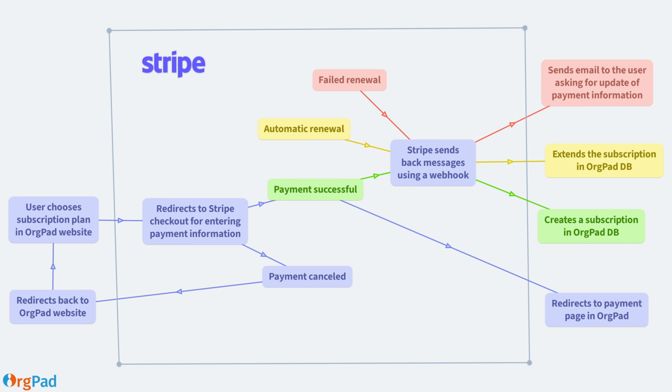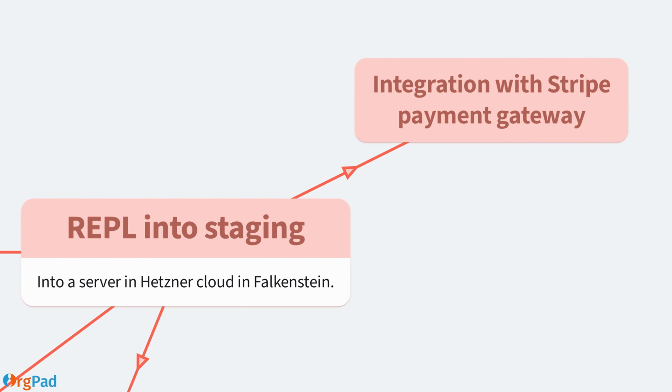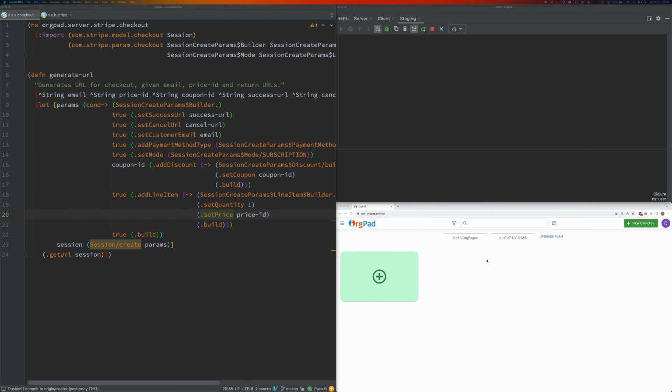So instead, we built the entire integration on our staging server, which was frequently updated using REPL and sometimes redeployed when necessary. Let me show this a little bit. I have an account on our staging server, which is currently running the free plan. I can upgrade the plan by clicking this button here.